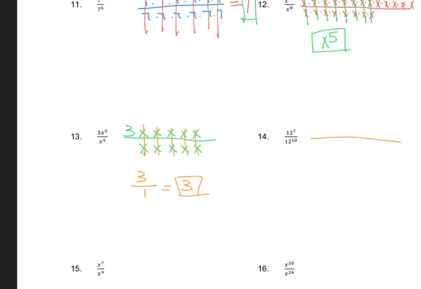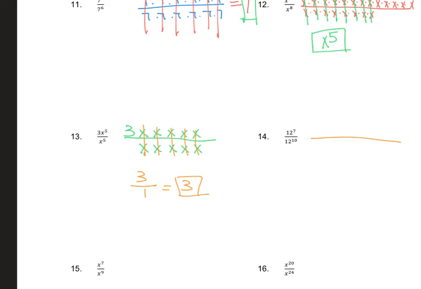Number 14, I have 12 to the 7th power. And then that's divided by 12 to the 10th power. Now, here's the first time where we see a bigger exponent on the bottom. And here's where that negative exponent rule that you were probably starting to wonder about comes into play.